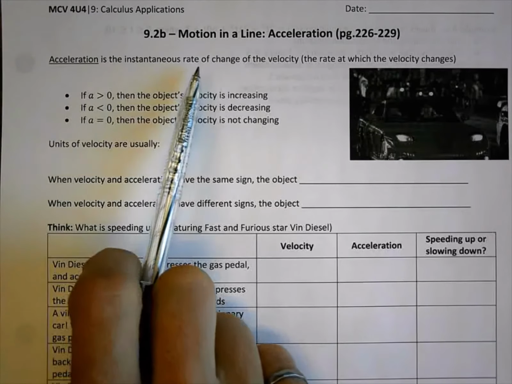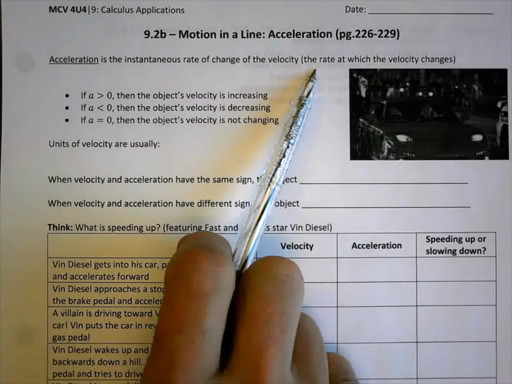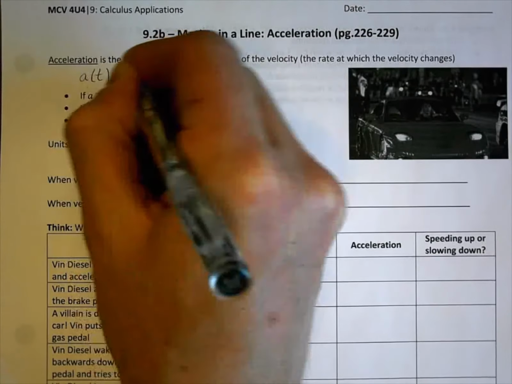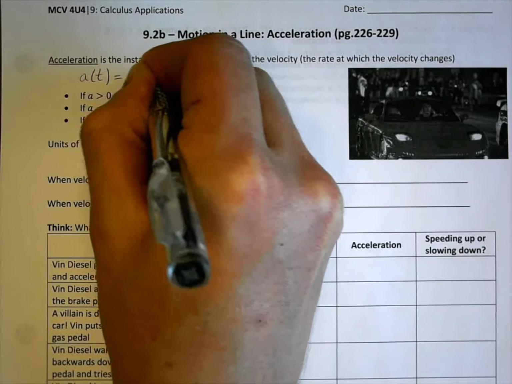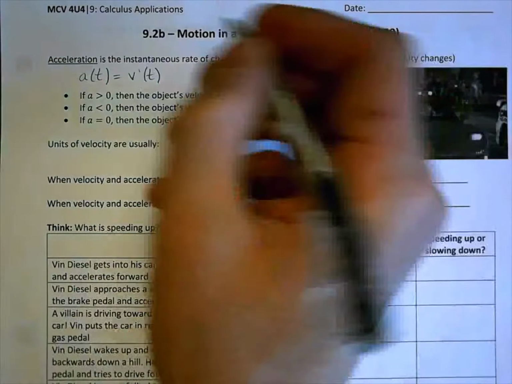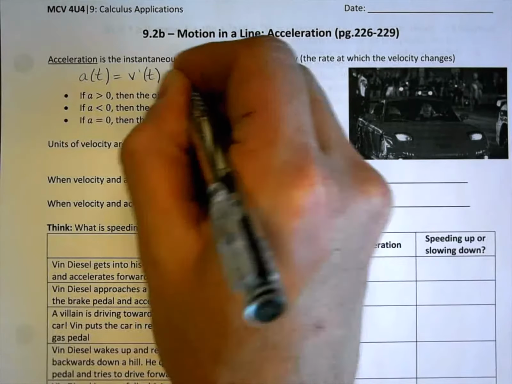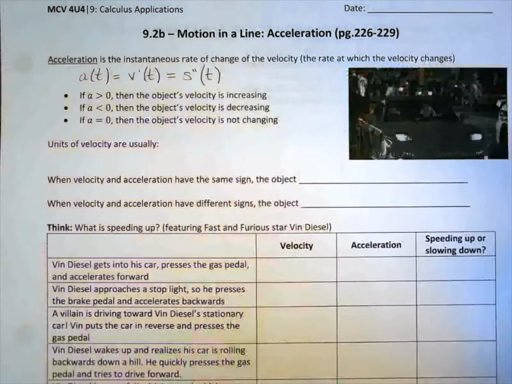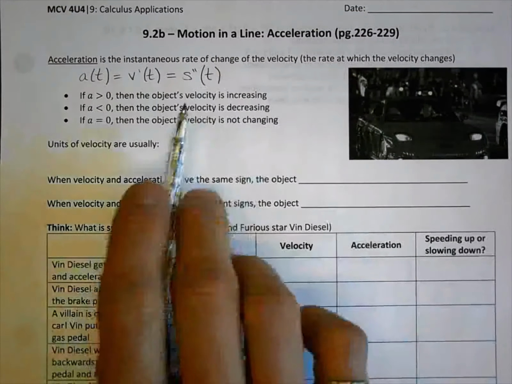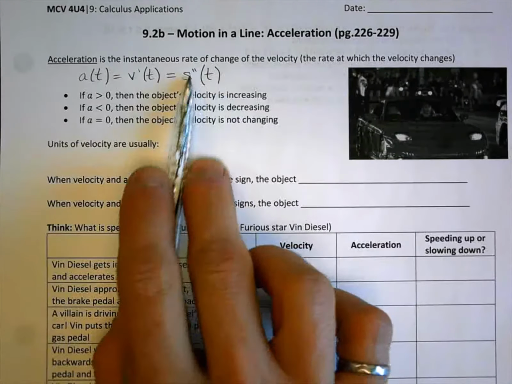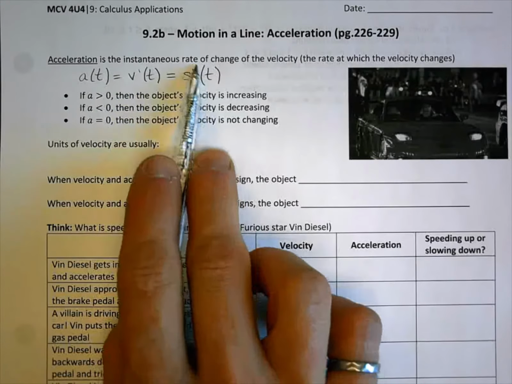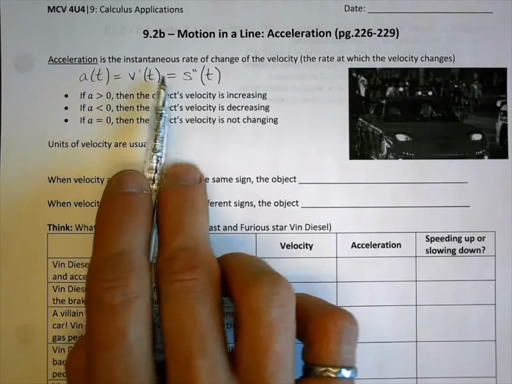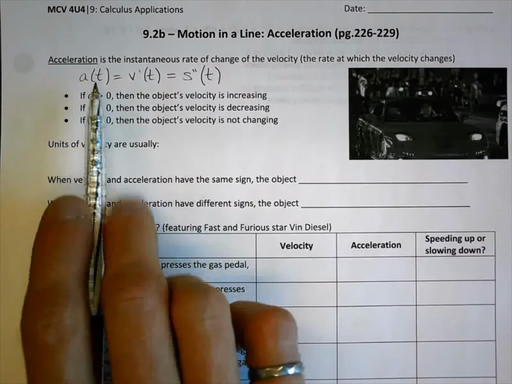Acceleration is the instantaneous rate of change of velocity, or the rate at which your velocity changes. So acceleration as a function of time is the derivative of velocity, which was the derivative of position or displacement. So the acceleration is the second derivative of position. If position or displacement is where you are, the rate of change is how fast you're moving. The rate of change of your speed, so how fast your velocity is changing, that's acceleration.